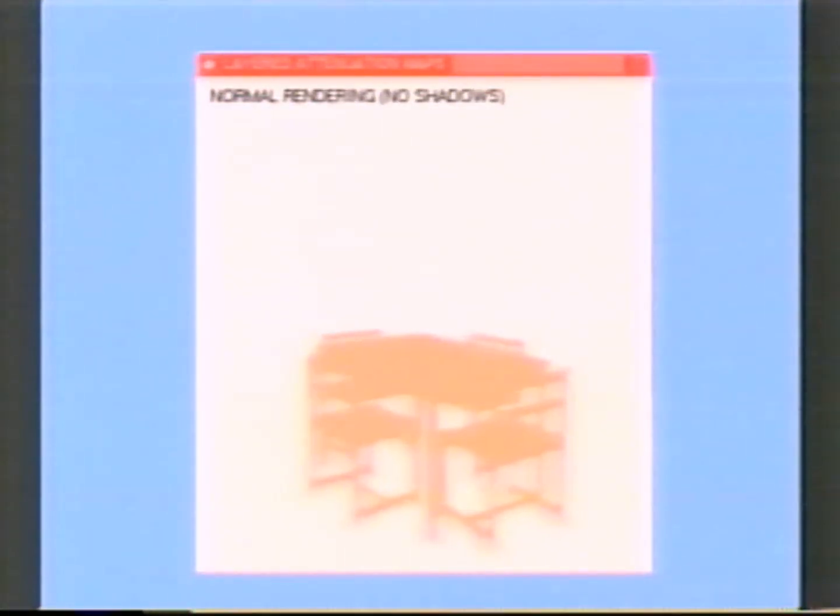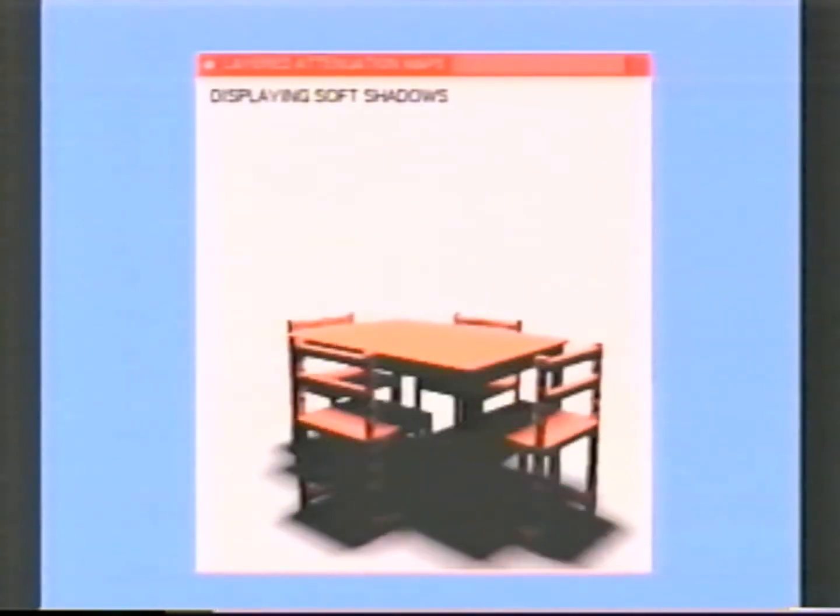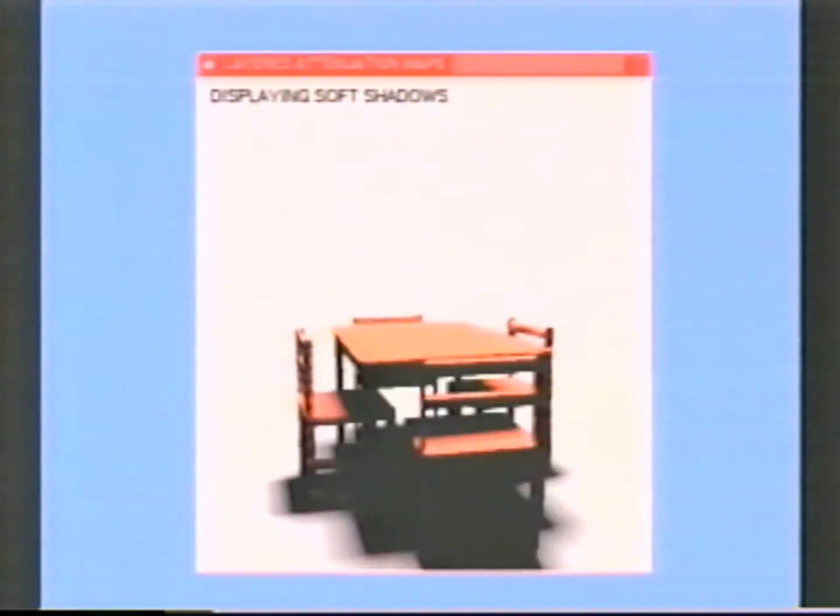Here we see the scene without shadows. We use standard OpenGL as our base renderer. Now we turn on soft shadows. After a brief pause to pre-compute the attenuation maps, the shadows appear, and we can change the viewpoint interactively.